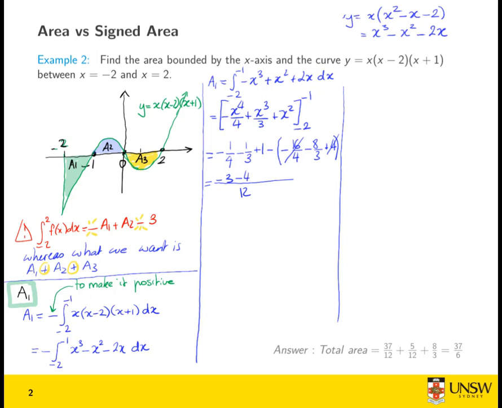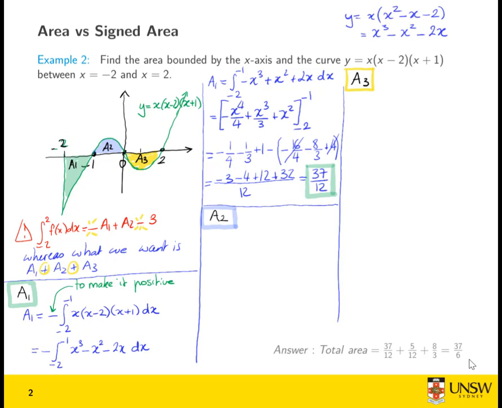We get a minus 4 plus 12. And then here we have a minus and a minus together, so that's plus 8 on 3, which we need to multiply by 4 at the top and the bottom to get a denominator of 12. So that's plus 32. And our final result is 37 on 12 for this first area. Please note that putting the negative sign at the front has done its job. We're getting something positive. That's actually A1.